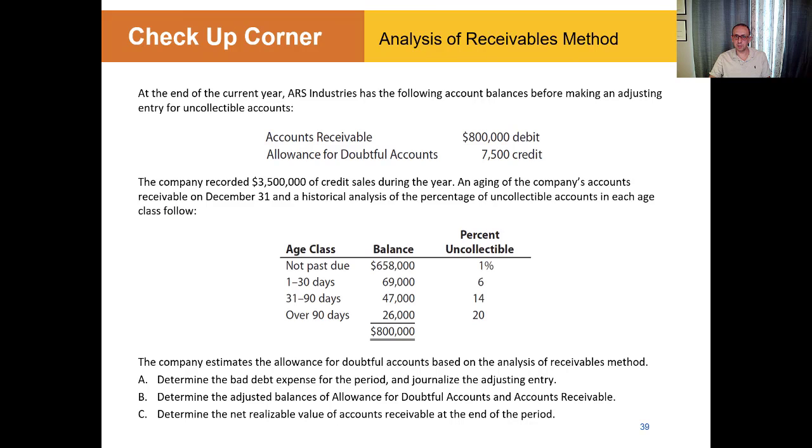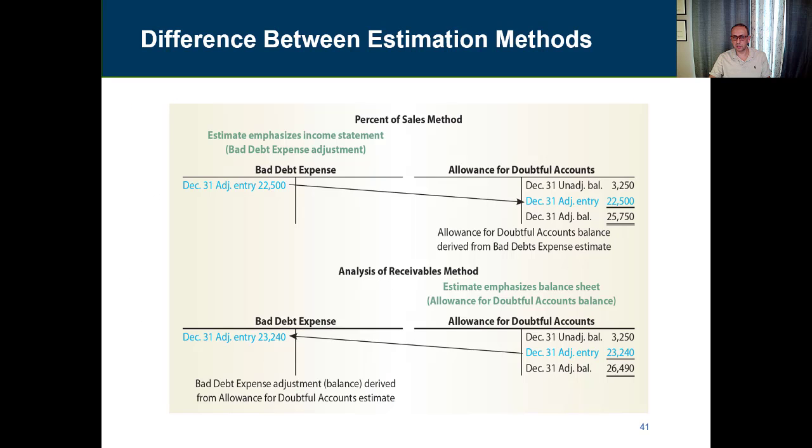So let me skip this checkup corner. I'll let you practice it yourself, and we'll do some kind of comparison between the methods. Here we have the percentage of sales method on the top and the analysis of receivable method at the bottom. I like to call the first method the income statement approach because it's based on sales, and sales is an account that appears on the income statement. The other one I like to call the balance sheet approach because it's based on receivables, and receivables appear on the balance sheet.